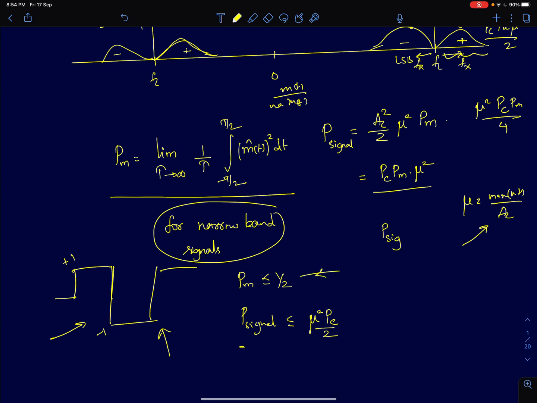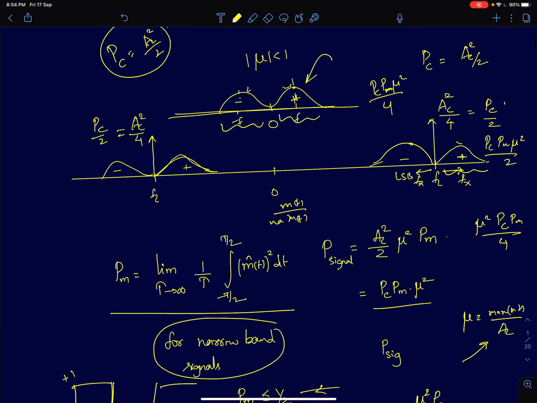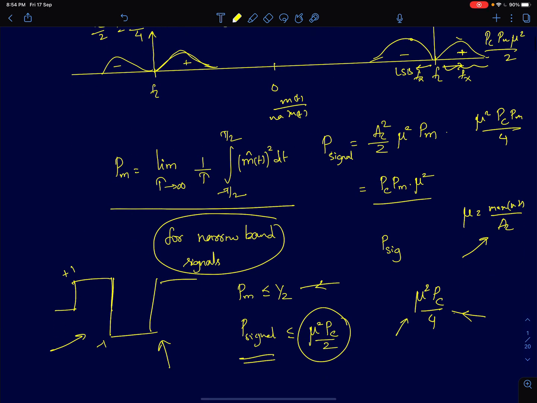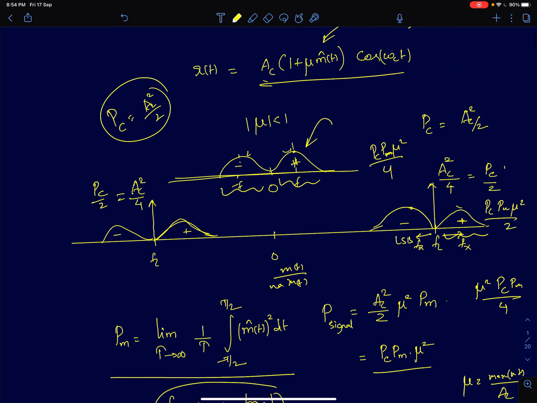So your signal power, which is mu square Pc Pm, will always be less than mu square Pc by 2. So if I consider the positive frequencies, it will be less than mu square Pc by 4. Which again we can see, if your modulation index mu is less than 1, it's much lower than, or rather it's lower than the carrier power. So that's one drawback of conventional modulation.